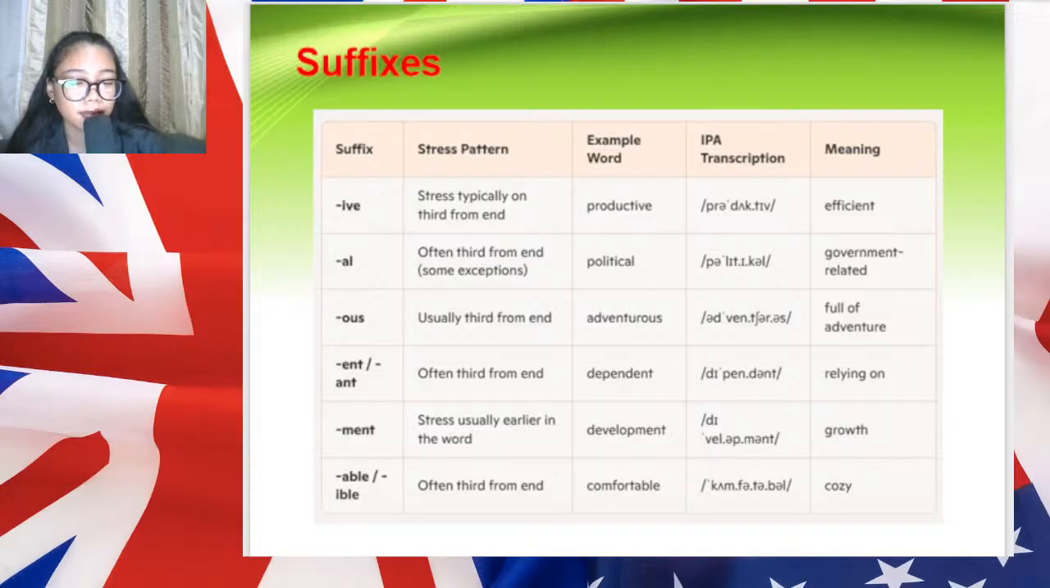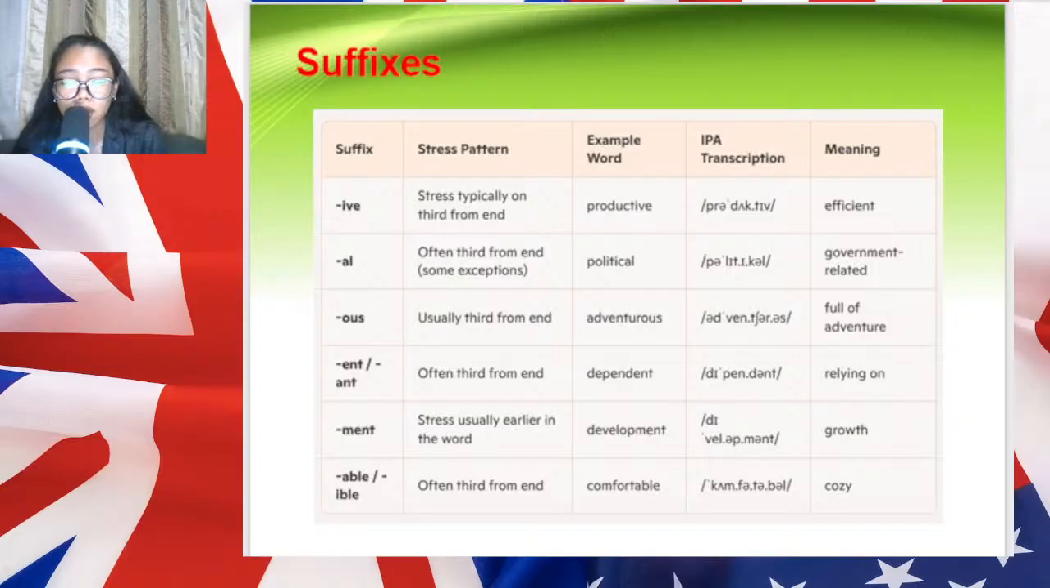With -ent you often stress the third syllable from the end, like, for example, dependent, which means to rely on, needing support. So here we have dependent, which stresses the middle syllable, pen. Again, the ending is unstressed, so we place emphasis on the syllable before it. This is especially helpful for learners who confuse nouns and adjectives. Listening for where the stress falls can quickly tell what role the word plays in the sentence. Usually third from the end. Next to that is -ment.